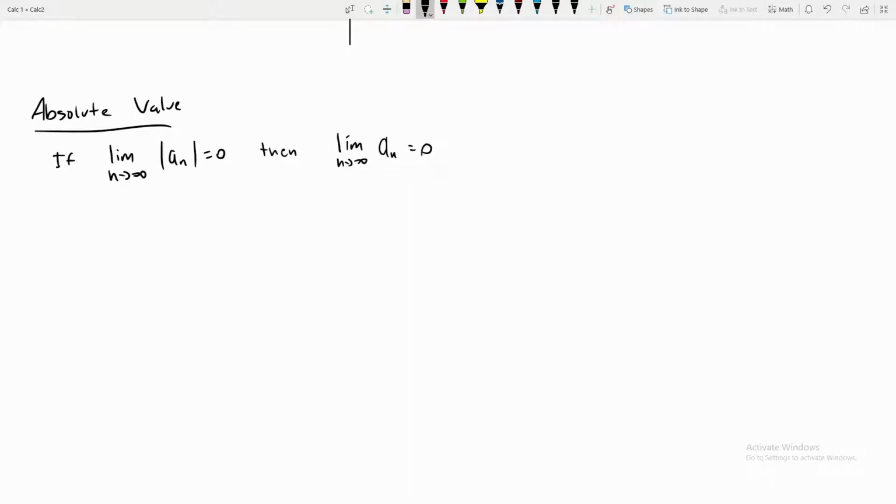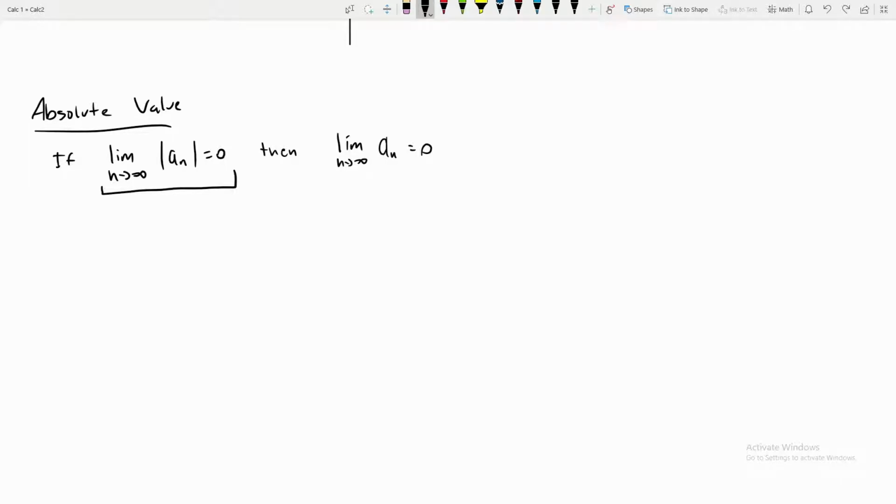This is very helpful when we have, for example, -1 to the n. This trick, taking the limit of the absolute value of that sequence, is very useful to help us solve for what it is. But the important thing to notice about this trick is that it's an implication, meaning it's like if P then Q, so P implies Q. The backwards statement, that Q implies P, is not going to hold.